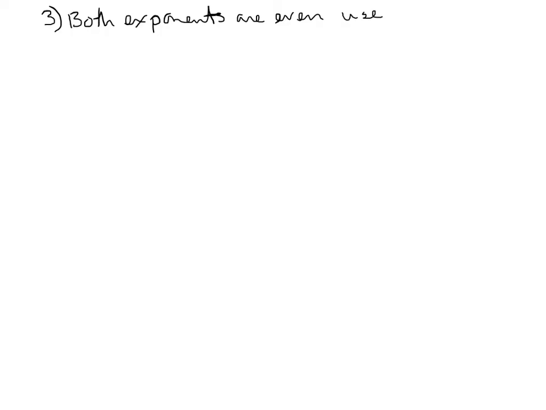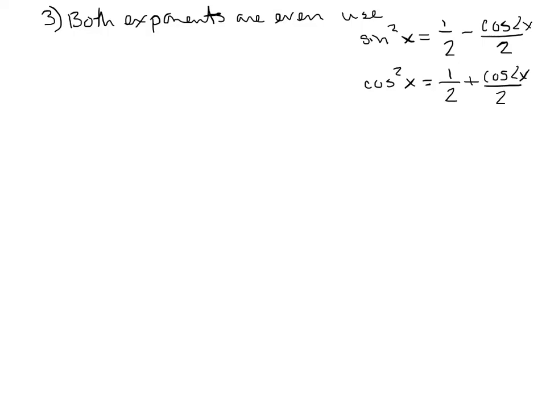If both exponents are even, what you're going to use is another trig formula, and notice I didn't write this on the ones you need to know. I will give this one to you. It's called a half angle formula. Sine squared is 1/2 minus cosine of 2x all over 2. Oh, I'm sorry, that should be a cosine. I just did sine. And cosine squared is going to be 1/2 plus cosine of 2x over 2.